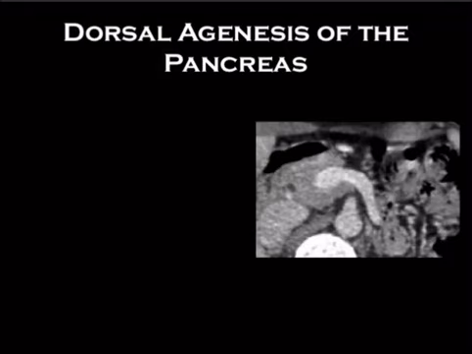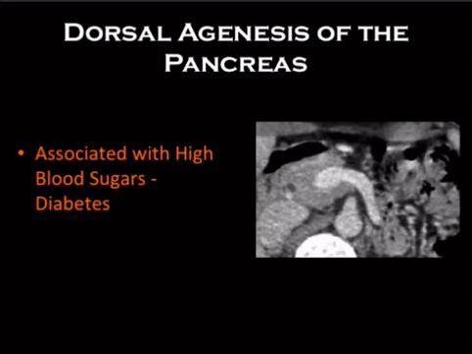What's wrong with it is that you've got less of a pancreas, so maybe you can make a little bit less insulin. So it's associated with high blood sugars, associated with diabetes. Now, every time that I've seen it, the patients had polysplenia. That is something you can read about, but the number one thing that I would remember is that.